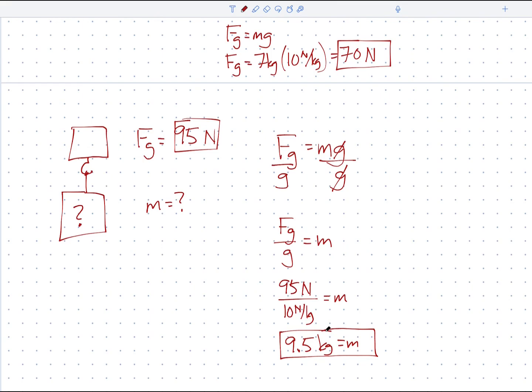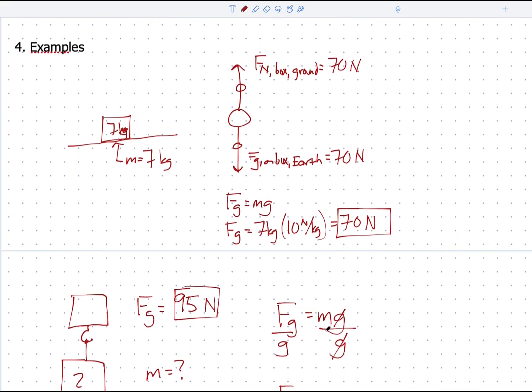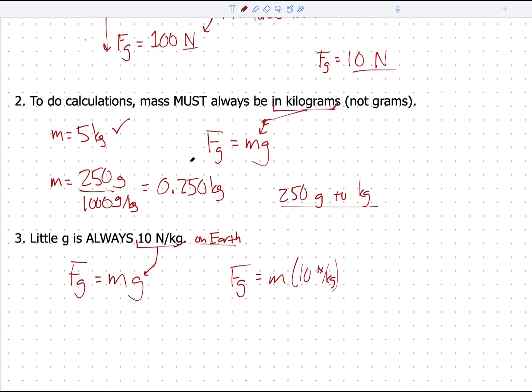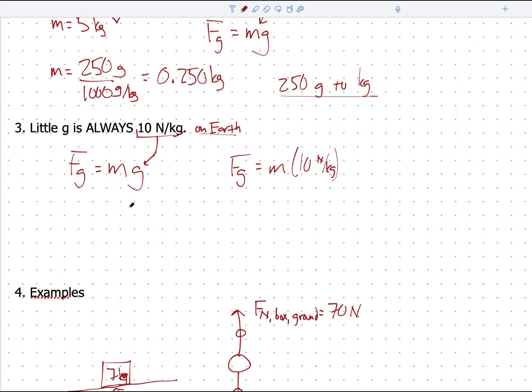So that's an overview basically of the types of problems that we'll do. Again, super quick review. Force is always measured in newtons. So anytime you get a force, it'll be in newtons. Masses must always be in kilograms. To go from grams to kilograms, you divide by 1,000. Little g is always 10 newtons per kilogram. So if you see little g in the equation, you know what that is. It's 10.